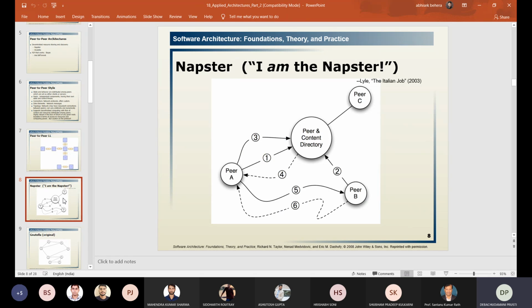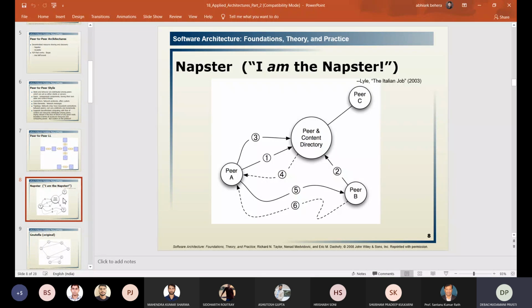Now the Napster. Previously it was focusing on some music band. How they are controlling all the connections: when this connection will be connected, when that connection will be given. There is a peer and content directory to which peer A, peer B, peer C are connected.